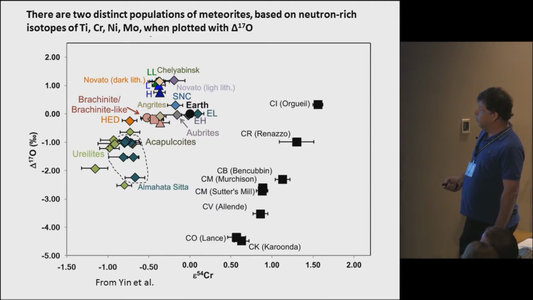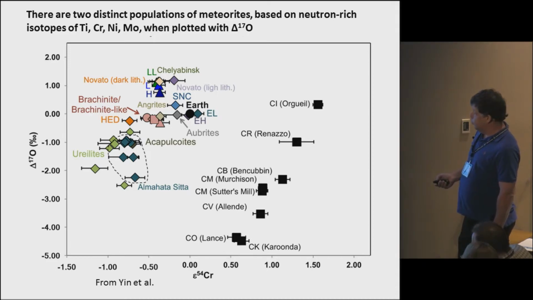Okay, this is for the meteorite people in the audience. Lately, people have been plotting up oxygen. This is big delta 17, a measure of oxygen isotopes. This is basically a measure of how different the isotopes are from terrestrial oxygen. That's all I'll say. And down here, it's fun to plot these against all kinds of other things. In this case it's being plotted against a heavy isotope of chromium.